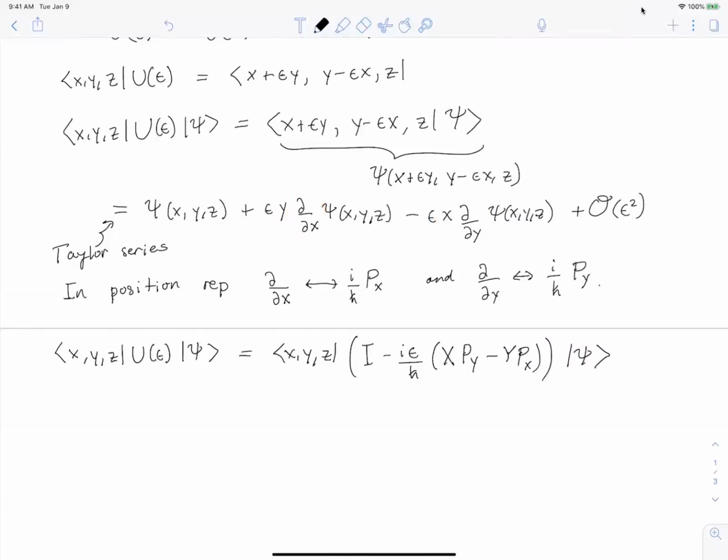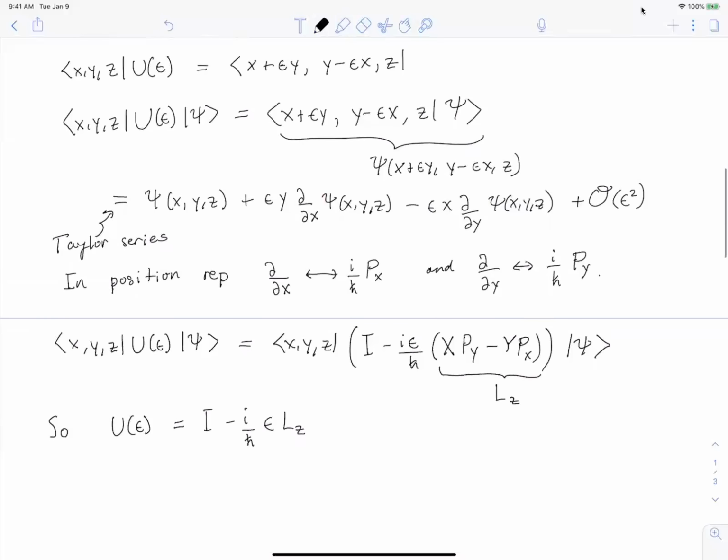Okay, and the nice thing about this is I recognize this. We worked out that that was the z component of the angular momentum, L sub z. So if this equation is supposed to be true for any x, y, z and any psi, which it is because we didn't make any special assumptions about them, that tells us that the operator U of epsilon is equal to the identity operator minus i over h bar times epsilon L sub z.